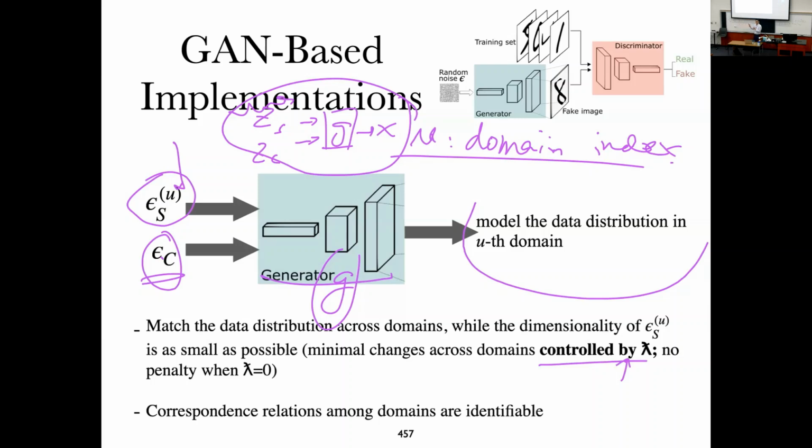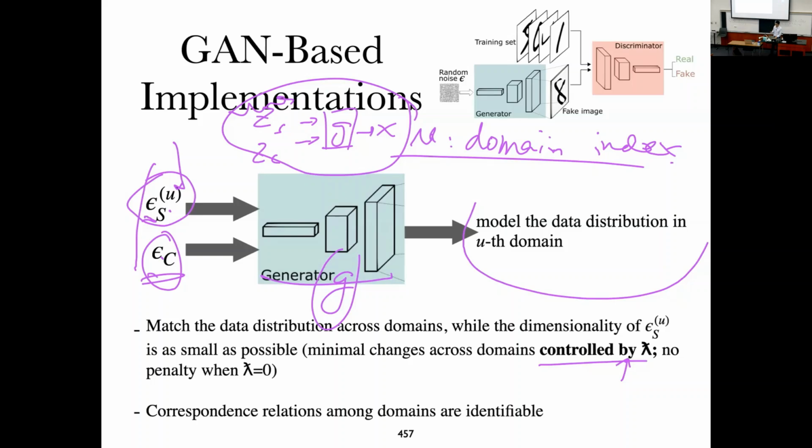Okay, so if lambda is larger, then there will be fewer components with changing distributions. If lambda is 0, then everything can change. In the illustration, I have epsilon s for style, epsilon c for content, but in the implementation, we don't have that. We allow everything to change, but with the penalty, we just try to push as many of them as possible to the constant, to the same thing. That's the implementation.